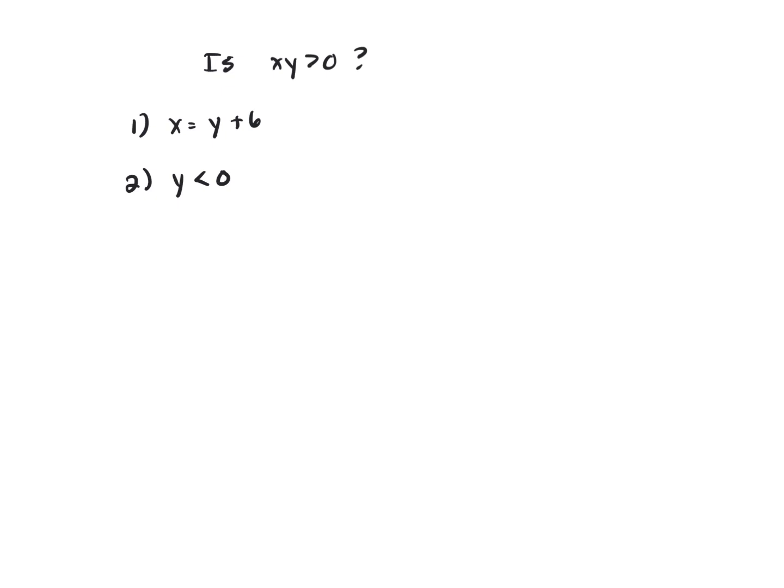We are trying to figure out if x times y is greater than 0. The only way that could happen will be if x is negative and y is negative, because negative times negative is a positive, or if x is positive and y is positive, then that would give you a positive result.